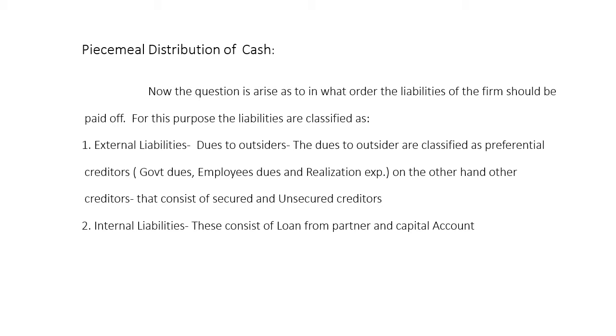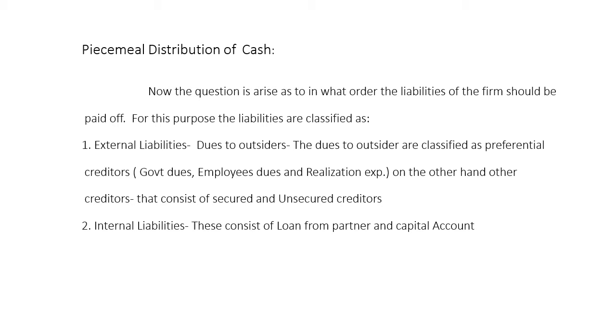Some of the amount is payable to employees as their right. As well, when the organization is dissolved, some expenses are incurred. Those expenses are called realization expenses. These are the preferential dues, and these preferential dues are paid out on a priority basis at the time of dissolution. On the other hand, some of the creditors are external creditors that consist of secured creditors and second is unsecured creditors.